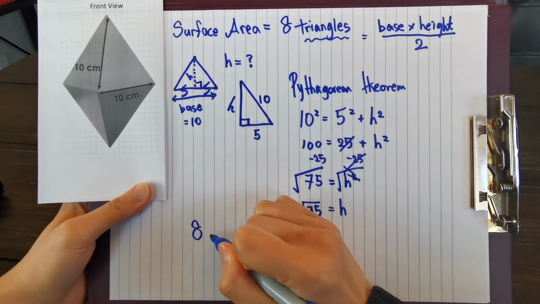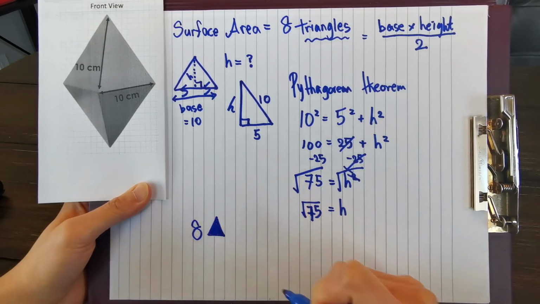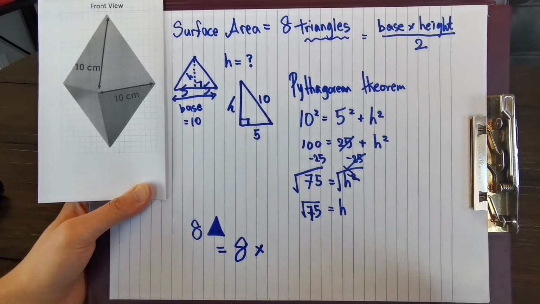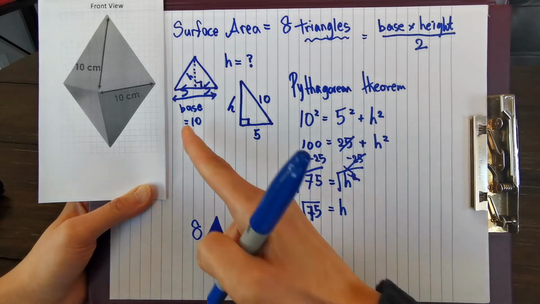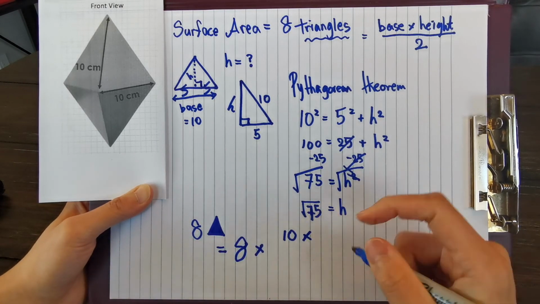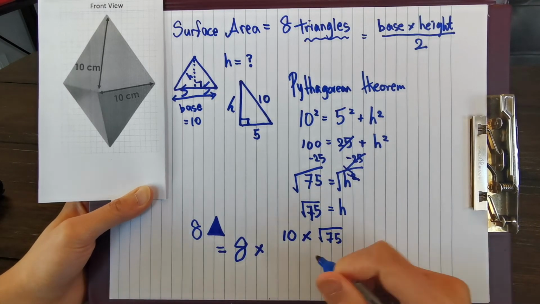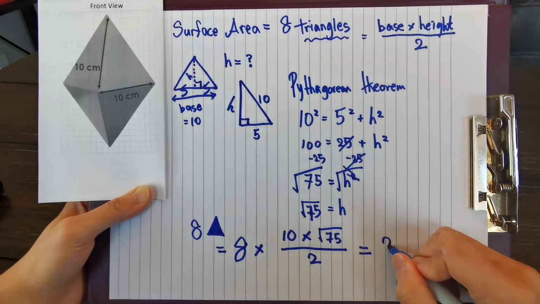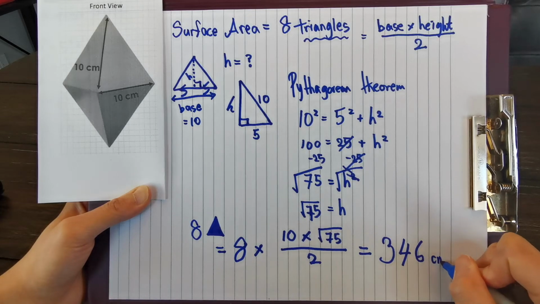Once we know the original triangle's base and height, we can figure out the surface area of the 3D figure by using the formula 8 times base times height divided by 2. The final answer is 346 centimeters squared.